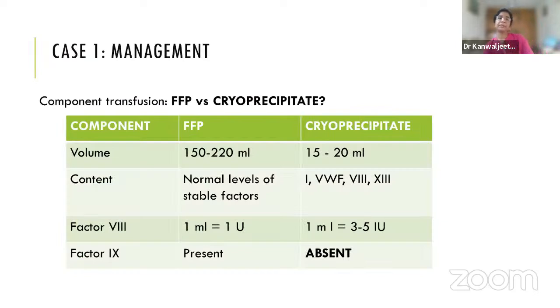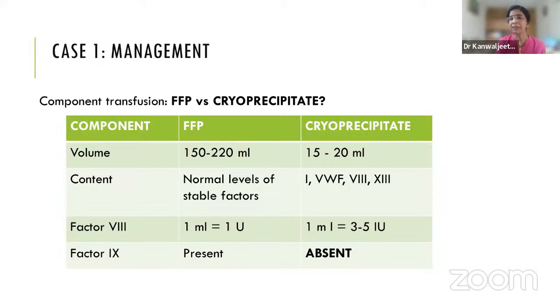Regarding the management of the coagulation defect, whether we should use FFP or cryoprecipitate. The advantage of FFP is that it has factor 9 as well. So when both factor 8 and 9 are present, before we have identified the defect, we can use it to control the bleeding, whereas cryoprecipitate does not have any factor 9.